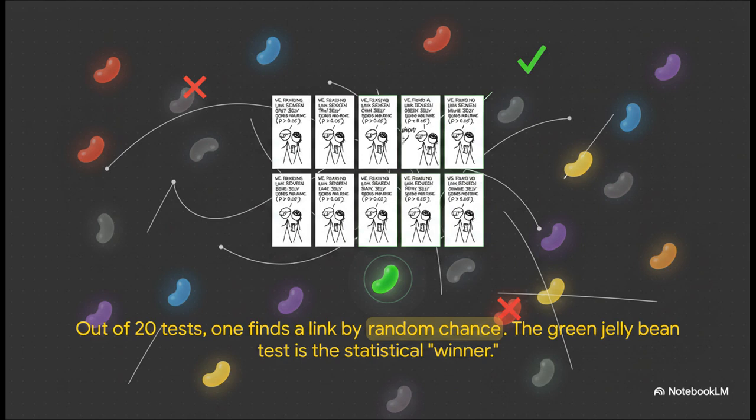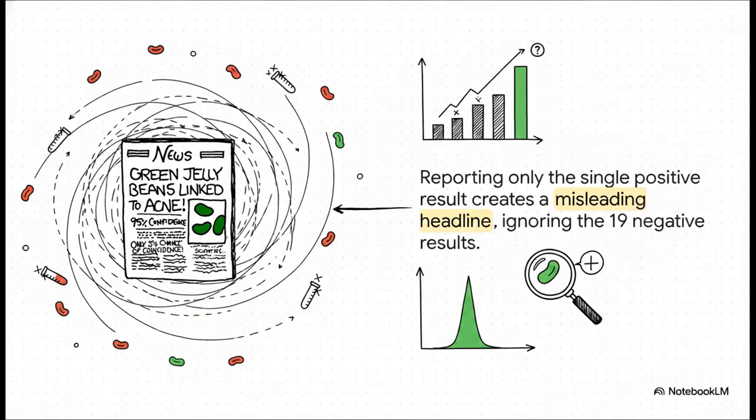But if you're using that standard p-value of 0.05, that means you'd expect to see a false positive about 1 in 20 times, just by pure random luck. And lo and behold, the green jelly bean test comes back positive. It's our statistical winner. And the curse happens right here, when you only report that one positive result. You've selected the winner from all your experiments, you've ignored the 19 failures, and you rush to publish a headline that is completely and utterly misleading. You didn't find a real effect, you just found a fluke.